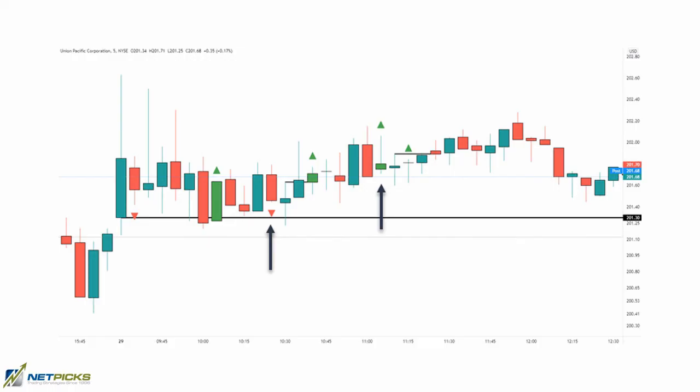Here's another example. The horizontal line is opening price. The black arrows show the inside bar. We get a break below the inside bar. We look for long trades only.